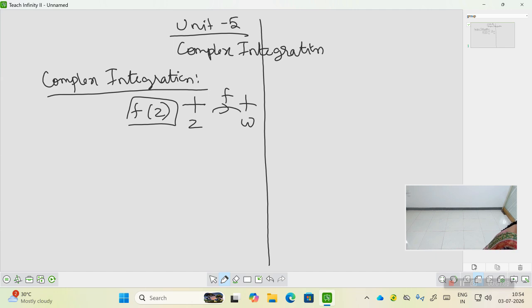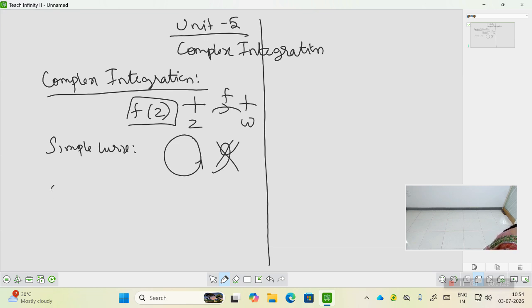What is a simple curve? A simple curve is a continuous curve which does not have a point of self-intersection. Self-intersection means the curve cuts itself, so that is not simple. This one is a simple curve: it should be continuous and not have a point of self-intersection.